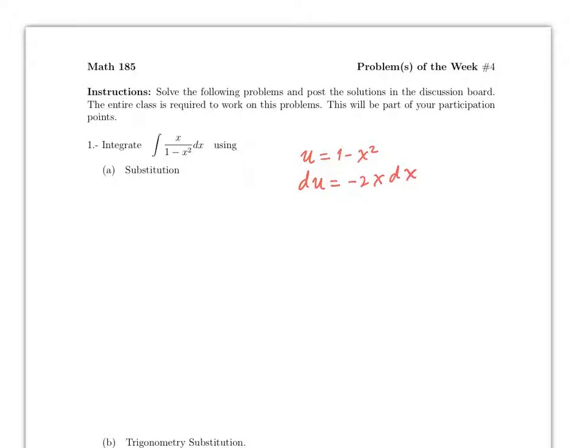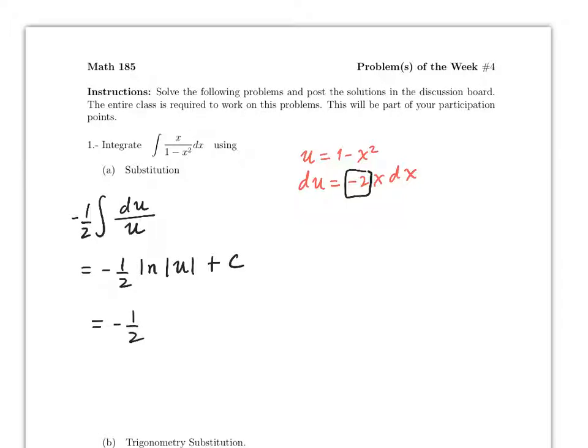So then our integral becomes du over u. You have to take into account that the minus 2 was not there, so this will be minus 1/2. So this will give you minus 1/2 ln of u plus C, which is negative 1/2 ln of 1 minus x squared plus C.